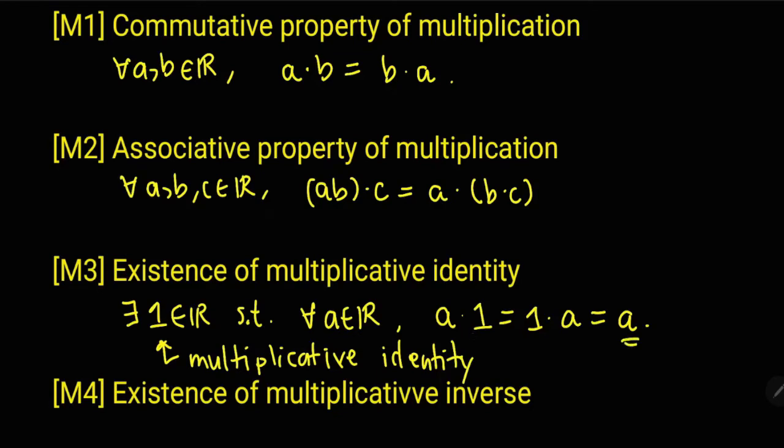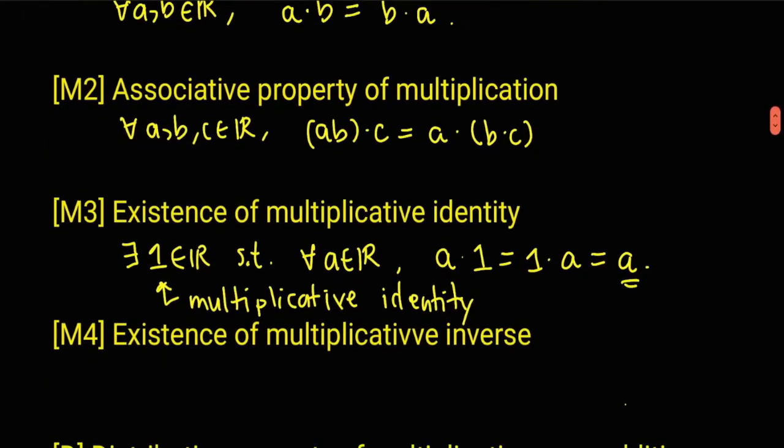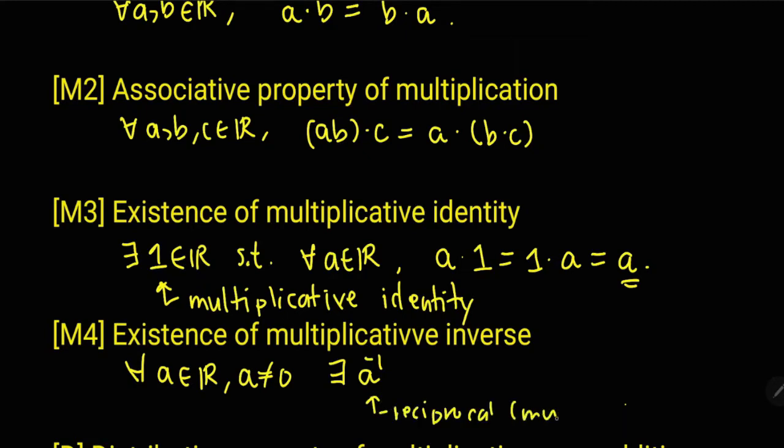And for the fourth property, existence of multiplicative inverse, or M4, for any real number except the number 0, we can always find what we call a multiplicative inverse. We will denote the multiplicative inverse as a to the negative 1, or simply call it the reciprocal of a, or the multiplicative inverse.